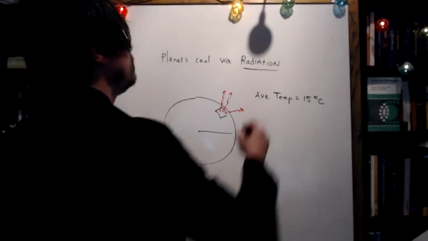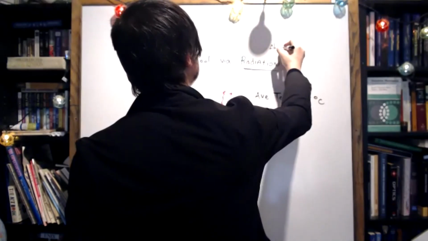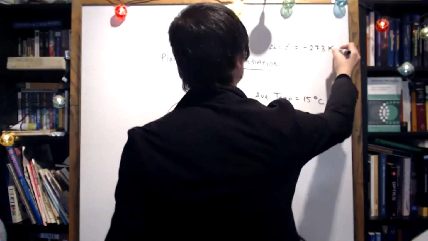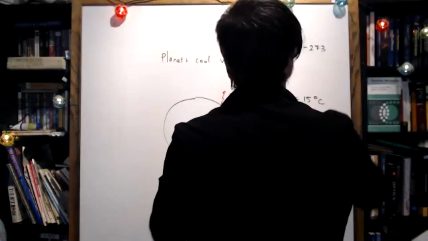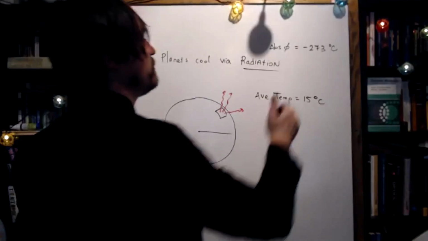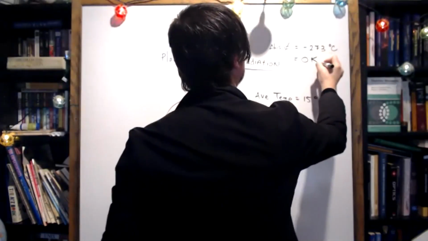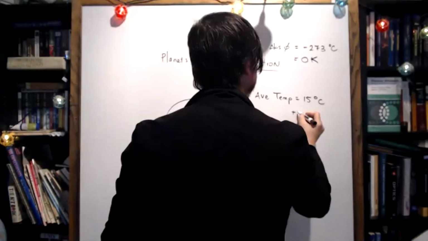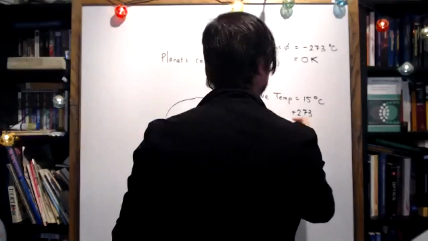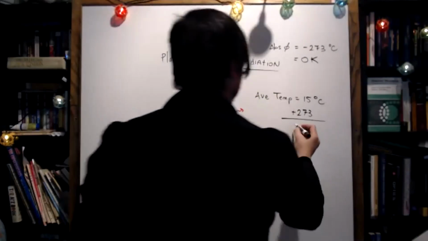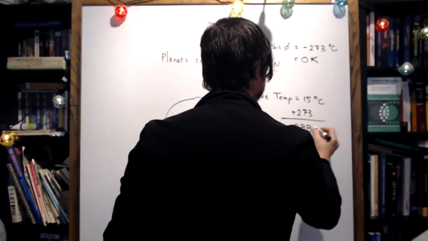Okay, so absolute zero is minus 273 degrees Celsius, and we set that equal to 0 Kelvin. So you just add 273 to Celsius, and that gives you 288 Kelvin. Okay.